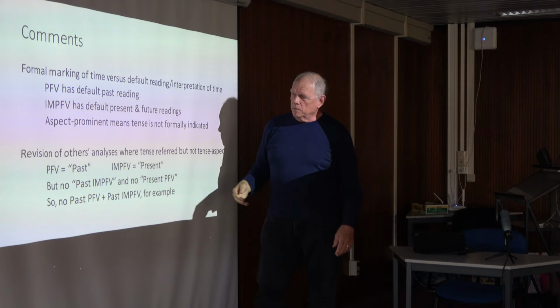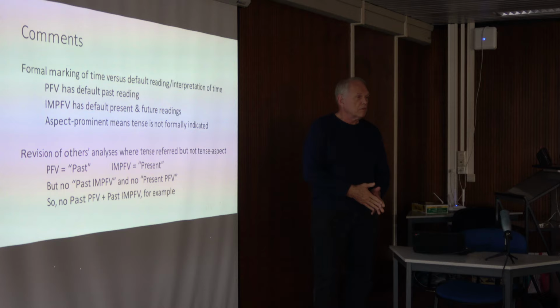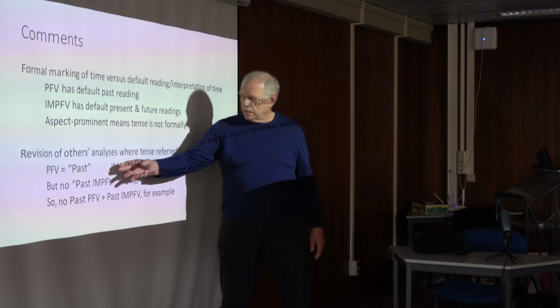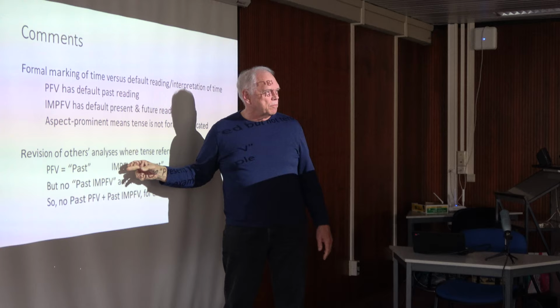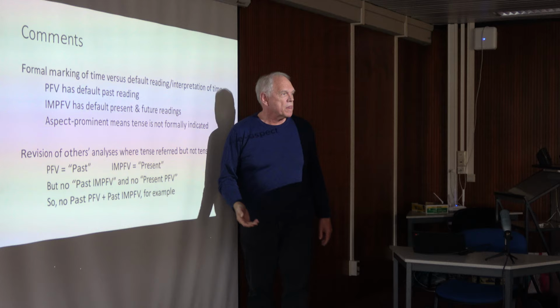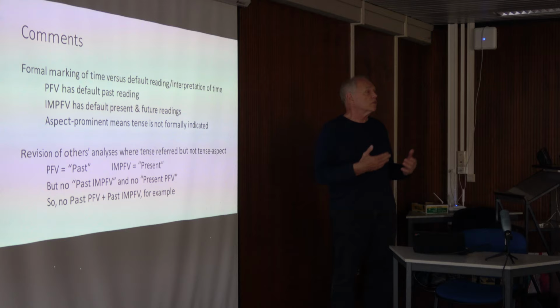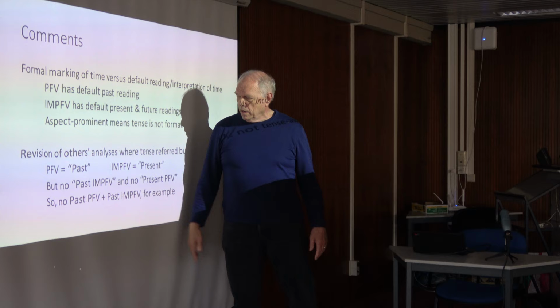So in looking at people's analysis of verb systems, I had to at times revise their categories. They would often say perfective, this is the past tense, and here's the present tense. But when I looked at their past tense, I said, okay, this is probably the perfective. Where is the imperfective past? There was no such thing. They say the imperfective is the present. So I looked for the imperfective present, and there was no such thing as a perfective present. So basically, you had an imperfective and a perfective. There was no past imperfective. There was no present perfective.